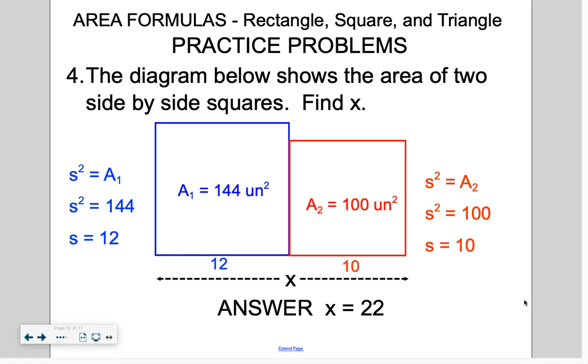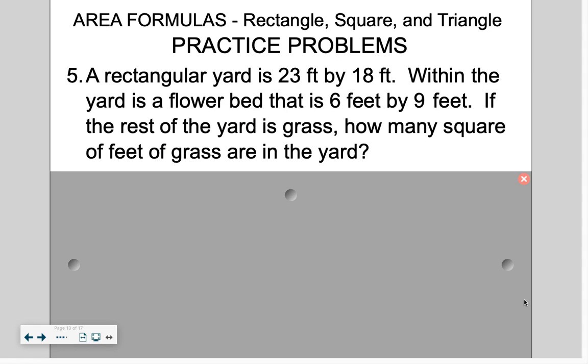Let's try the next one. Give it a read first. Okay, it seems like we're dealing with a rectangular yard, and there is a flower bed inside that yard. And it didn't say, but we're going to go ahead and assume that flower bed is rectangular.